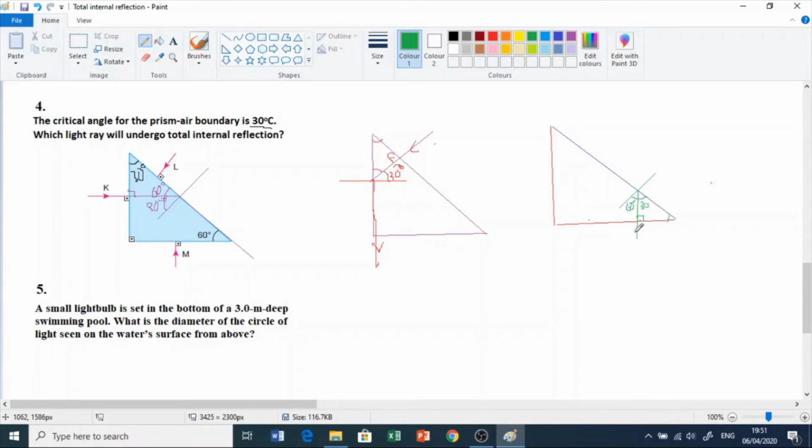As you see, the angle of incidence, the angle between the incident ray and the normal, is bigger than the critical angle, so it will reflect with the same angle. Let's use this one, and it will reflect with the same 60 degree angle. So this light ray will undergo total internal reflection at this surface.